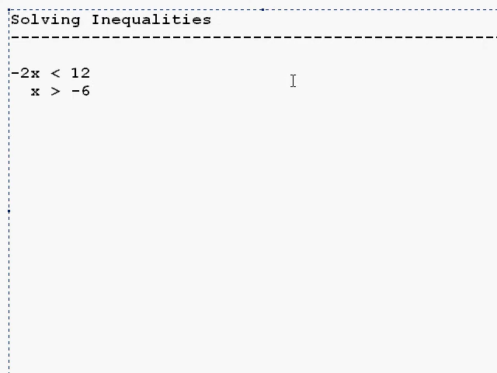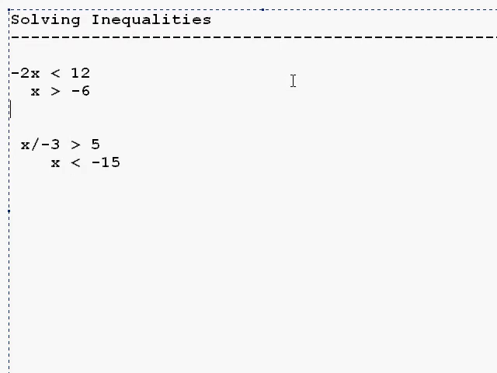So let's say we have x divided by negative 3 is greater than 5. We multiply both sides by negative 3, and so it'll cancel and just leave us x. 5 times negative 3 is negative 15, but we have to switch this sign.